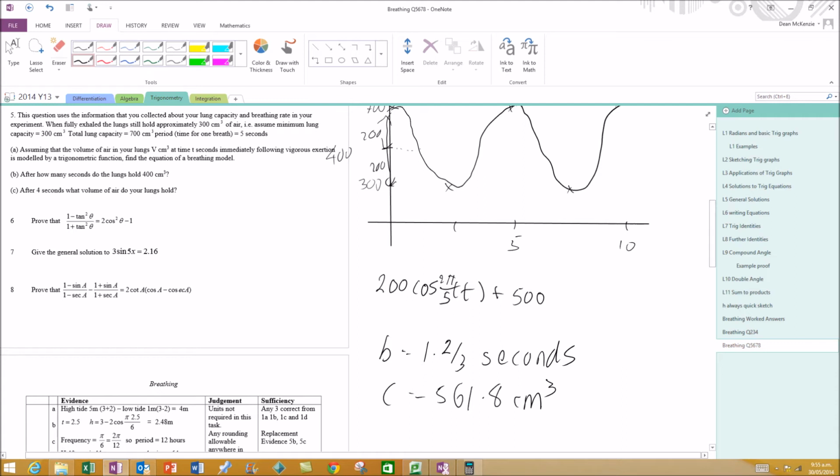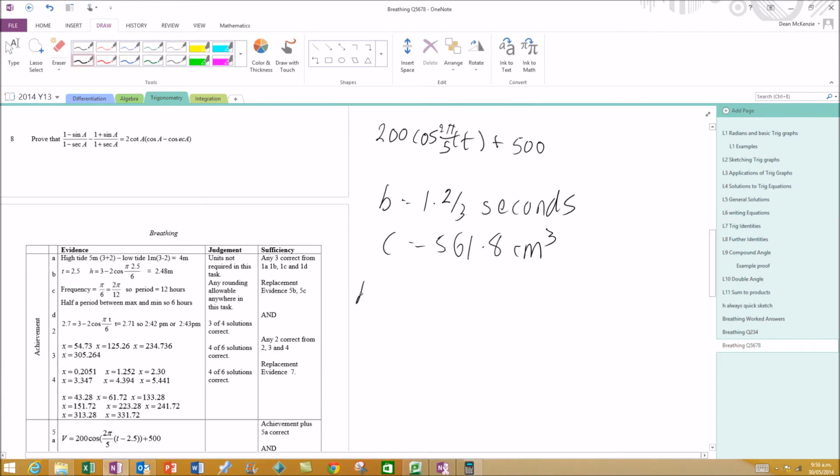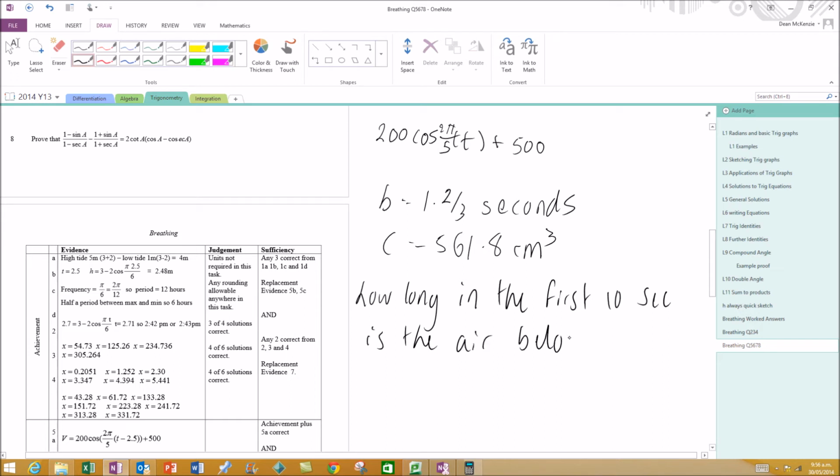It is good to write the units, but you won't necessarily get punished for not having the correct units. Now, a real typical sort of question, which is actually not in this particular practice test, is something like: how long in the first 10 seconds is the air below 350 centimeters cubed? Typical sort of question.